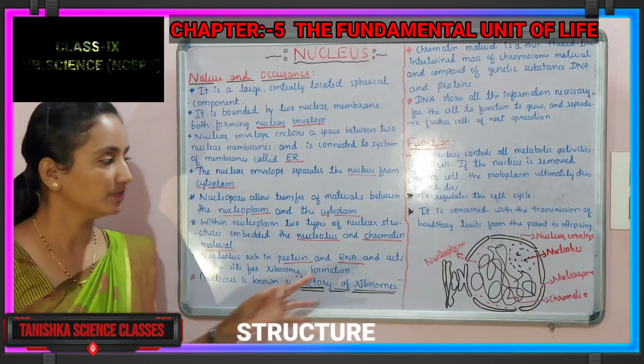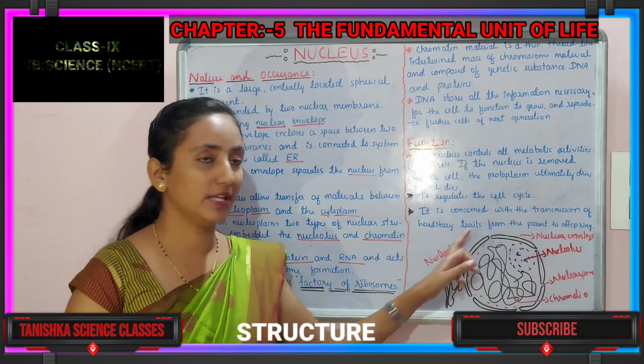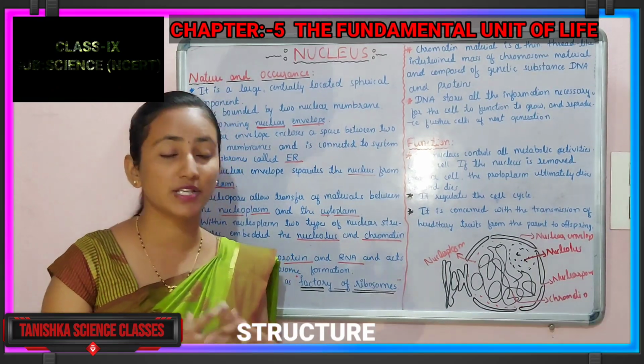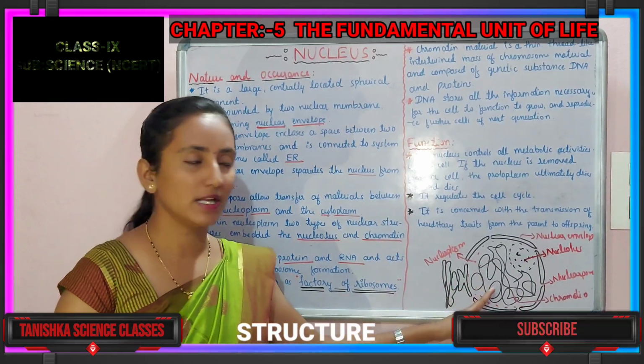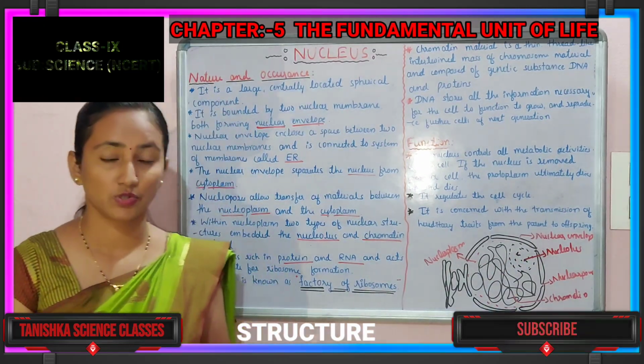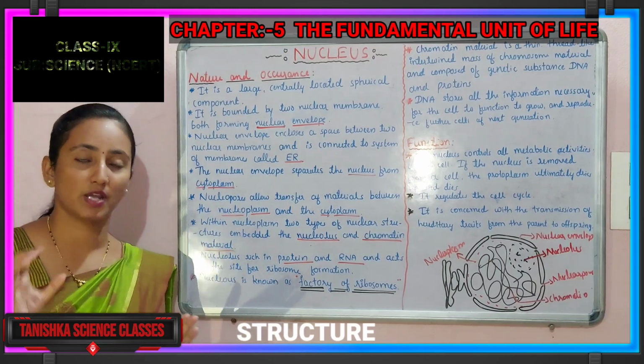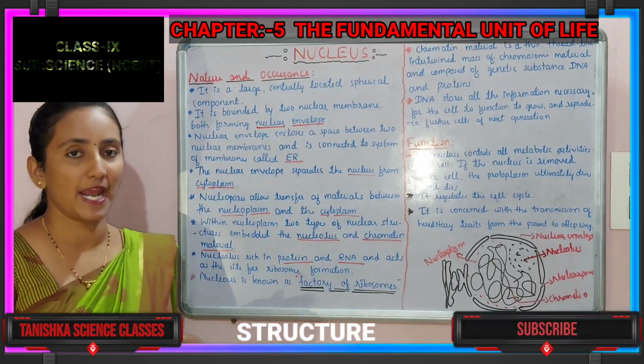Within this nuclear envelope, there are two components. Which are those components? Chromatin material and the nucleolus. So chromatin and nucleolus, those are the genetic material we can call. Those are enclosed within the nuclear envelope.